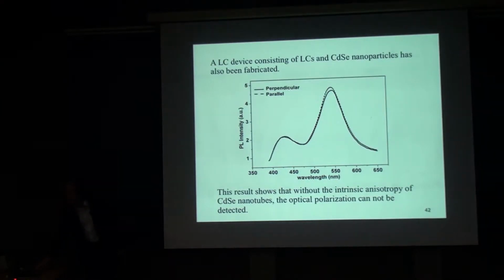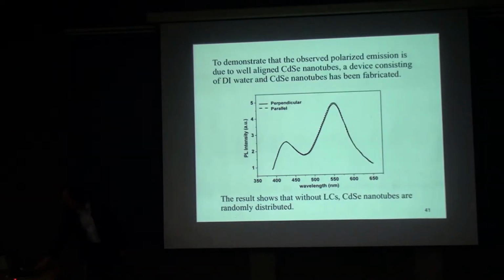What's the size of the nanowire or nanotube? The size: the length is around 100 nanometers, and the diameter is around a couple of nanometers. Okay.